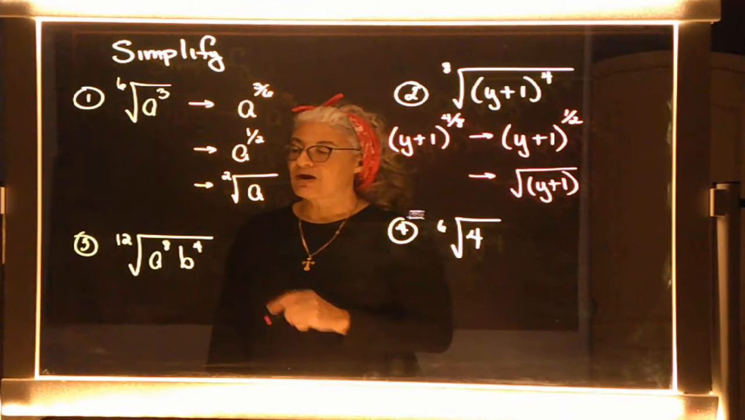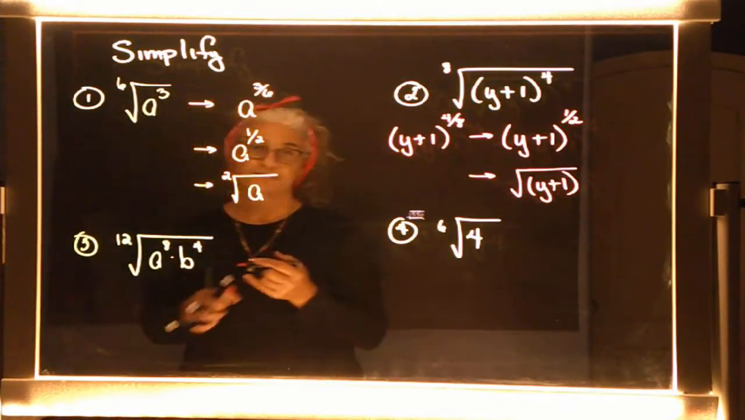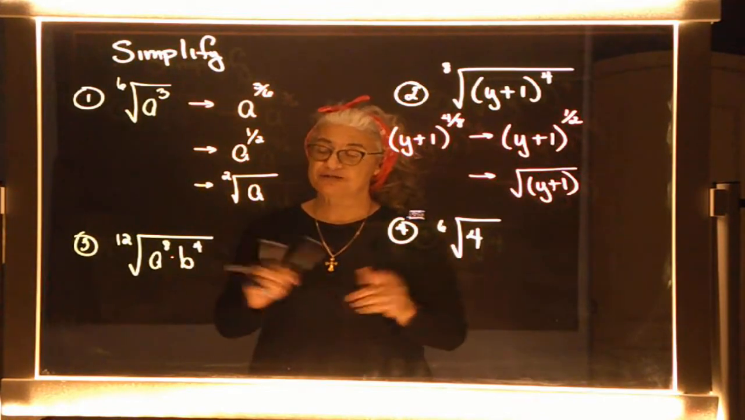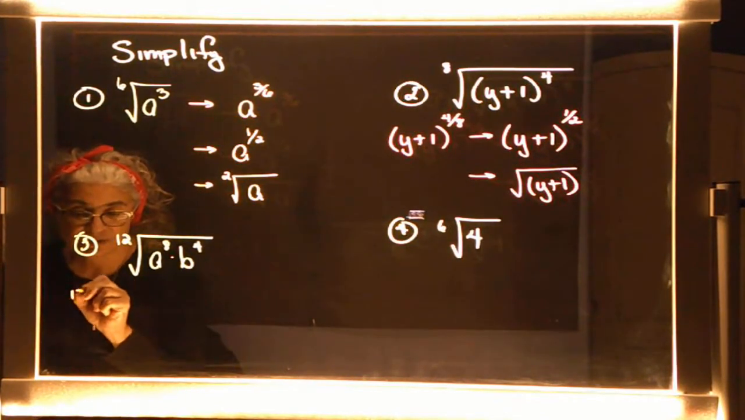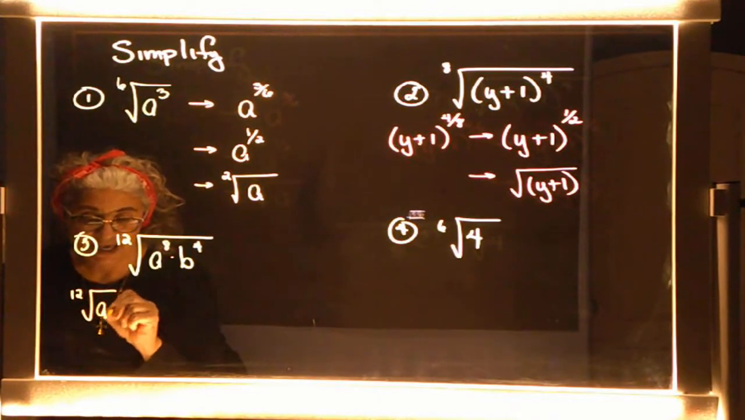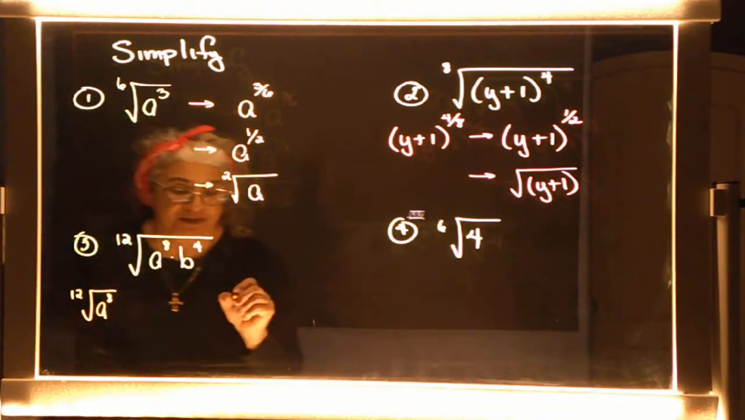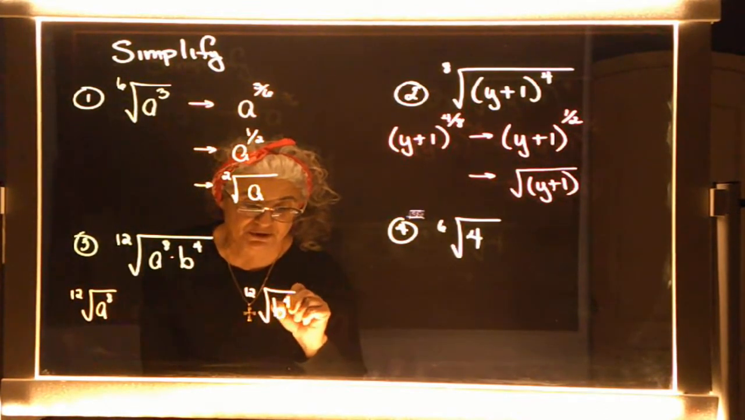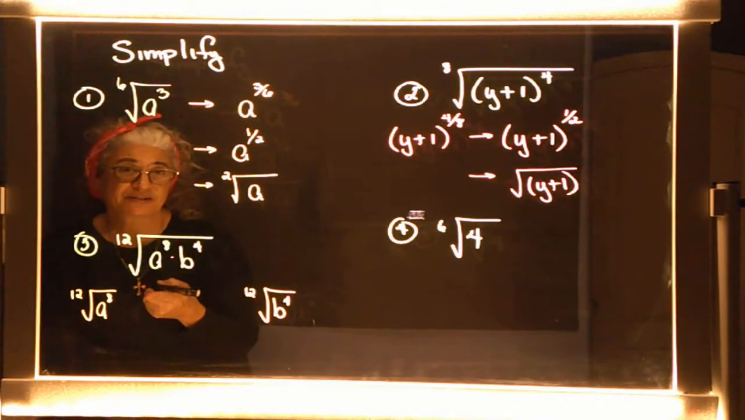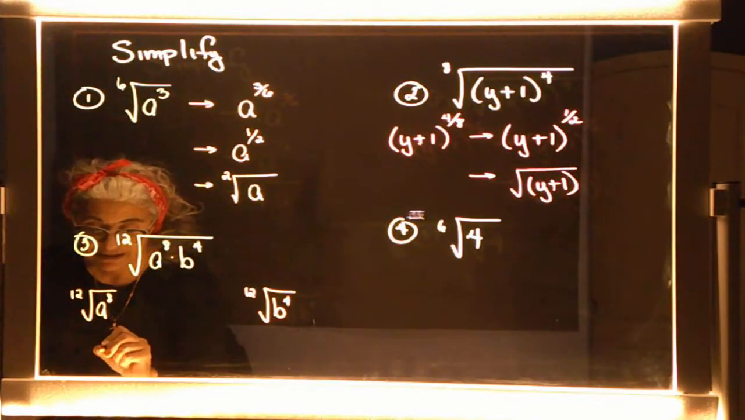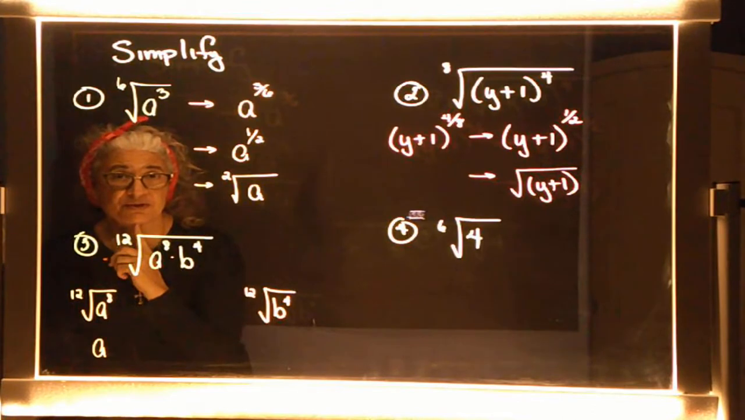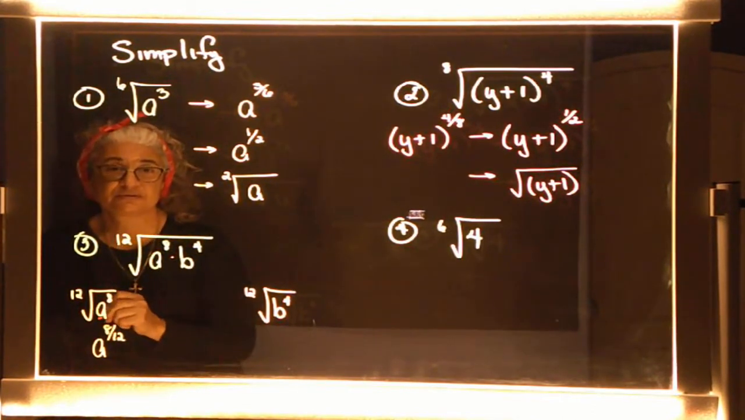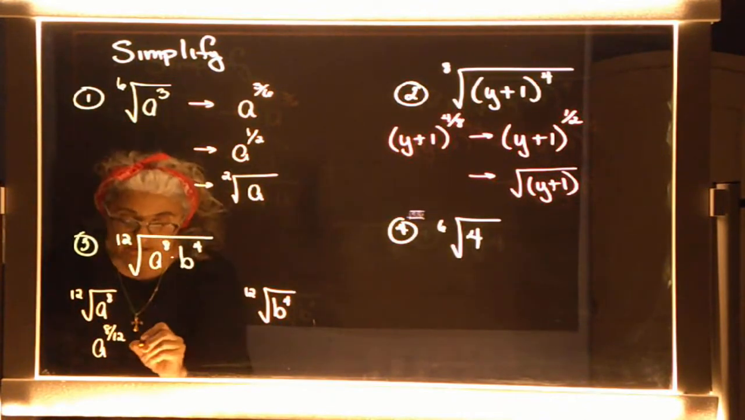I have got a multiplication problem under here, don't I? So do I have to keep them together? No, I can look at them separately, which means I'm dealing with the 12th root of a to the power of 8, and I'm also dealing with the 12th root of b to the power of 4. And if I talk about simplifying, I could write this as a to the what exponent? Good. 8 over 12. Power over root.